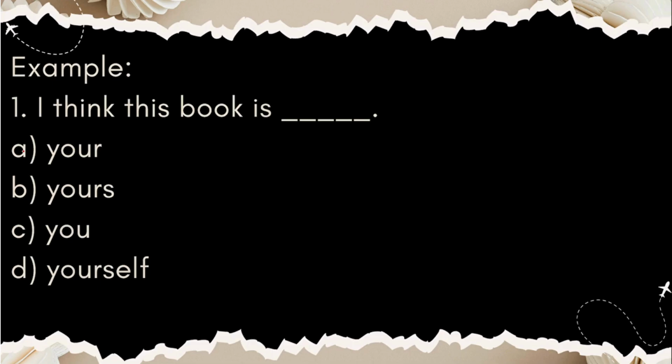Now here are some examples. I think this book is dash. Should I say I think this book is your? Or should I say I think this book is you? Or should I say I think this book is yourself? All these are wrong. Even by just listening to the sentences, you know that they are wrong. The correct one is yours. I think this book is yours. That's the correct answer. It shows possession. It's yours. You own it.